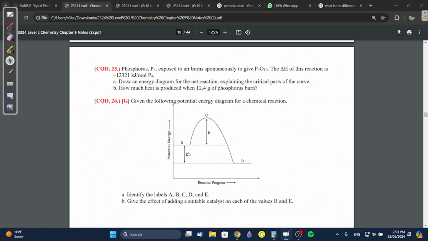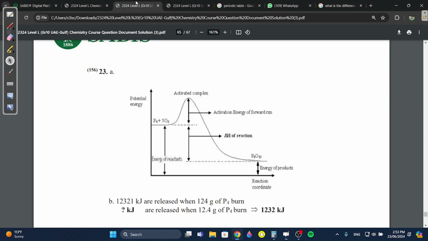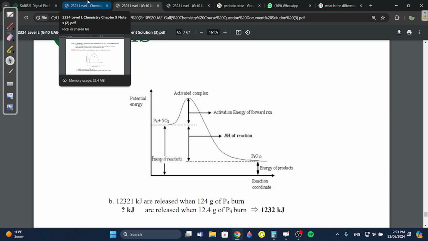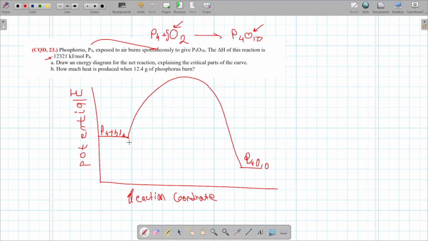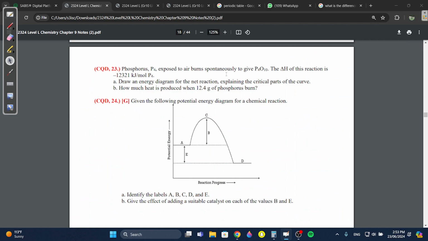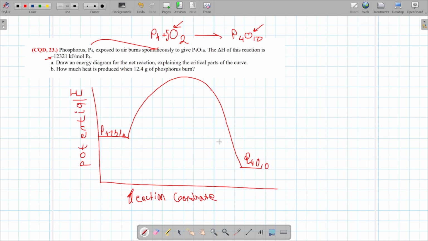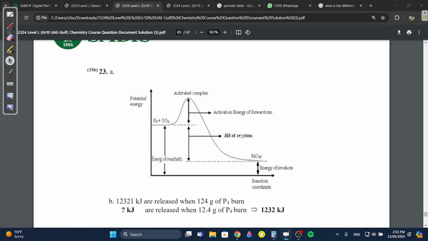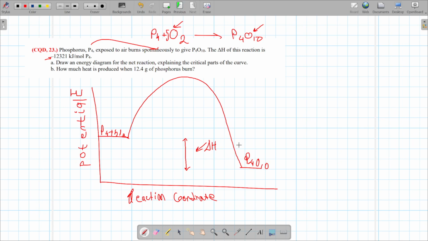So how do they do it? Yeah, delta H. They want you to label everything. To show delta H, you just put an arrow between your reactants and the products, because you know delta H is the difference between the heat content of the reactants and the heat content of the products. So you're going to put this and label it delta H. Put it outside. Make the label a bit bigger. Just put it like this and say delta H.